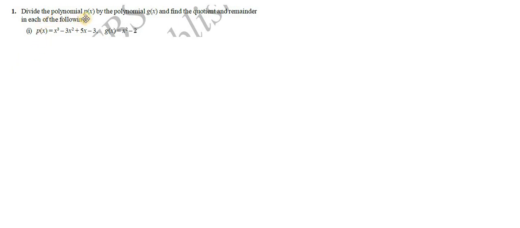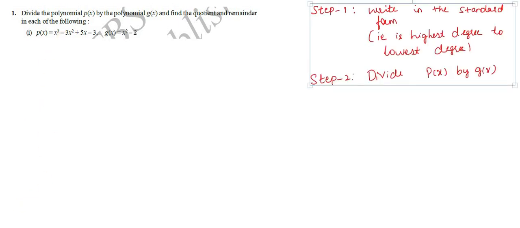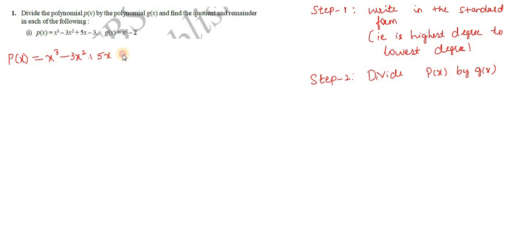Divide the polynomial p of x by the polynomial g of x and find the quotient and the remainder in each of the following. I have taken only one problem here. I'll assign the remaining problems as homework. Okay, what is the first step? First step is writing the given polynomials p of x and g of x in the standard form. So first see whether it's in standard form or not. First your p of x, what they have given? p of x is equal to x cube minus 3x square plus 5x minus 3.